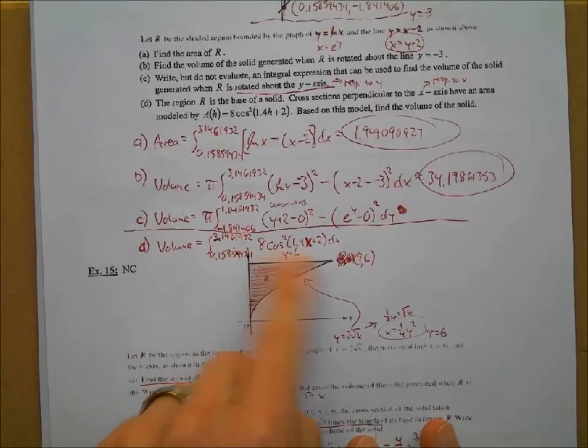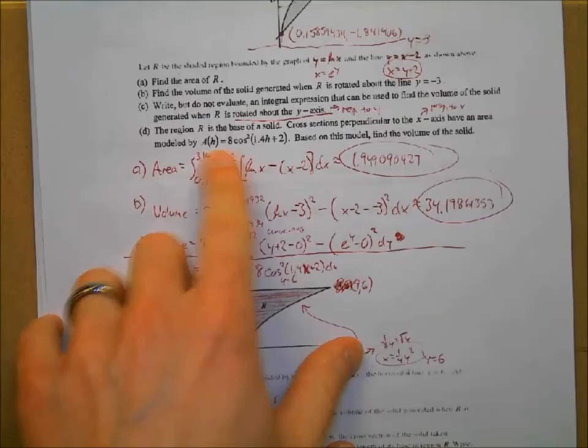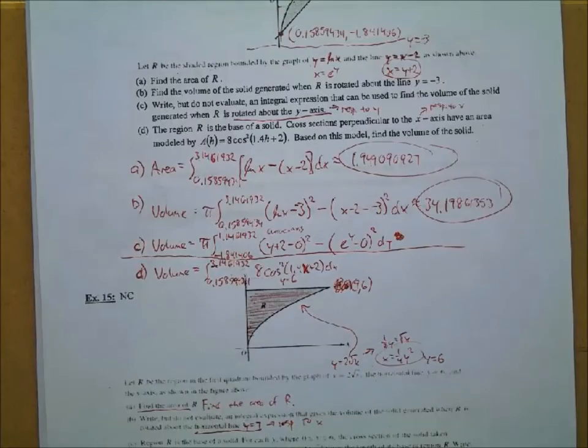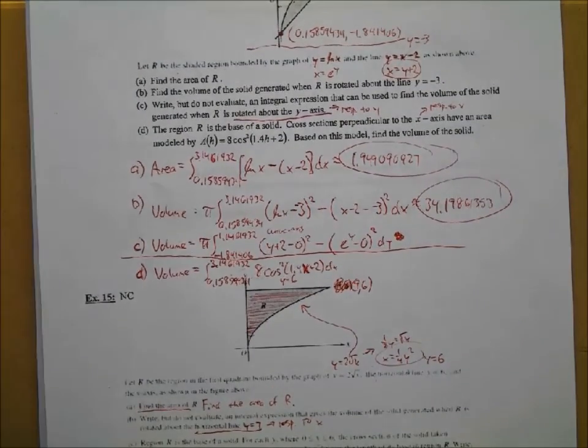But again, the volume of a solid with known cross sections is the integral of the area of the cross sections, and we're told the exact area of the cross sections right here. So we just use that. All right, so that's now the conclusion.